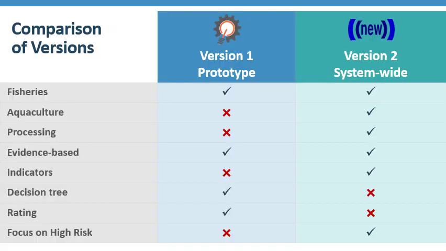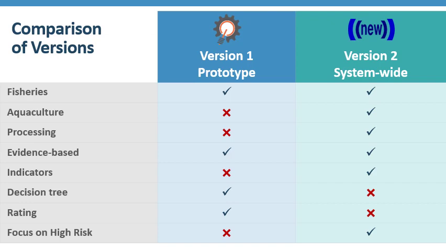This table shows the changes we are making to the risk tool. In version 2.0, we will be looking at fisheries, aquaculture, and seafood processing. We are maintaining our evidence-based approach, but we are eliminating a risk rating and the decision tree. By eliminating the risk rating, we can focus on the relative risk, identifying the riskiest products and riskiest parts of a seafood system. This also allows us to use indicators to help identify risk.